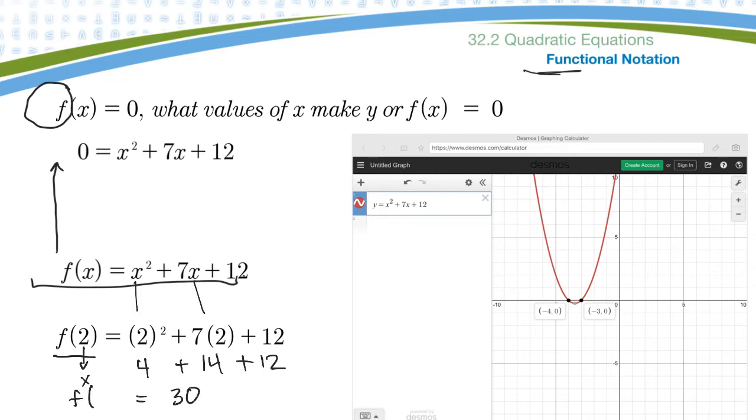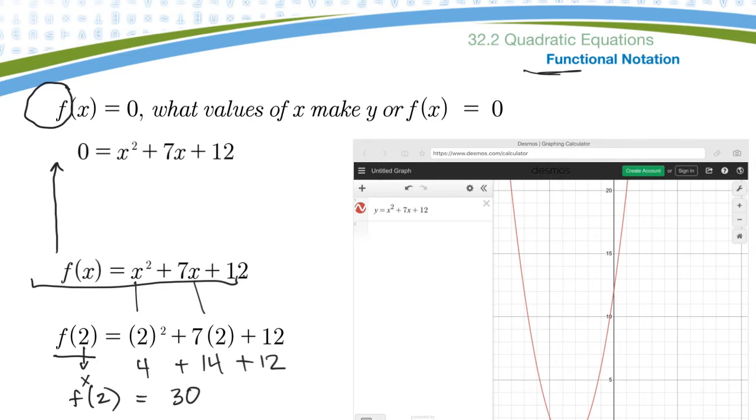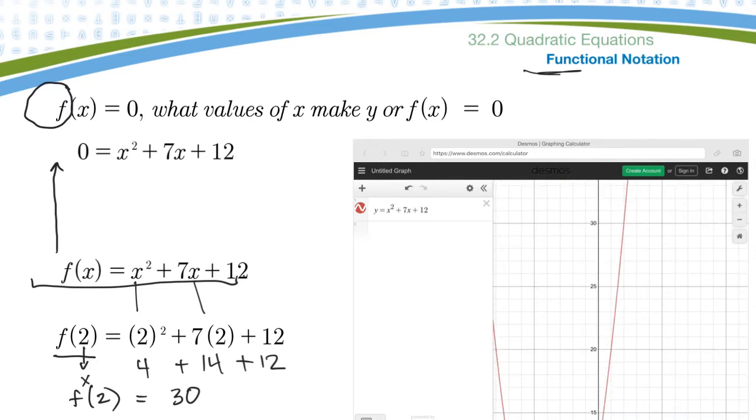So the value of the function, when you plug a 2 in for x, it comes out to 30. Now, let's see if that's right. Like x is 2, you find where x is 2, right up there. Yeah, you see it? So x is 2, and the y value is up at 30. Okay, so that's what those two things mean with functional notation.